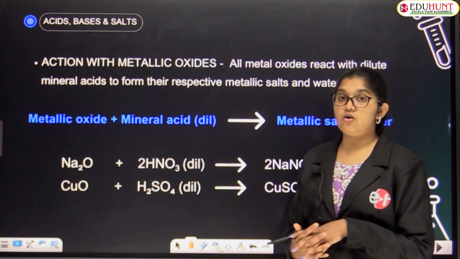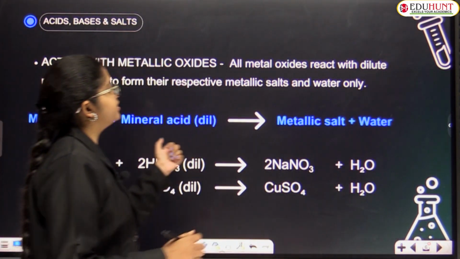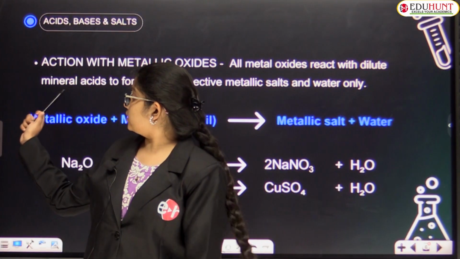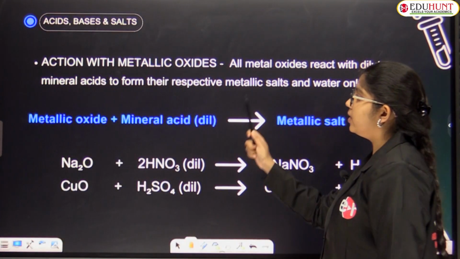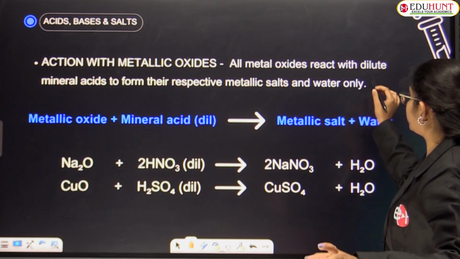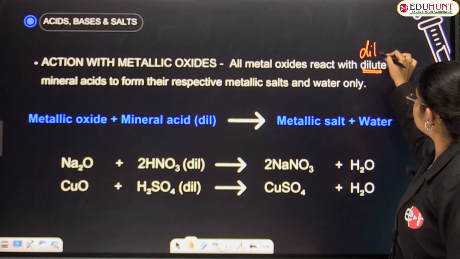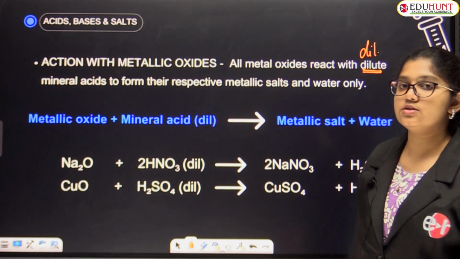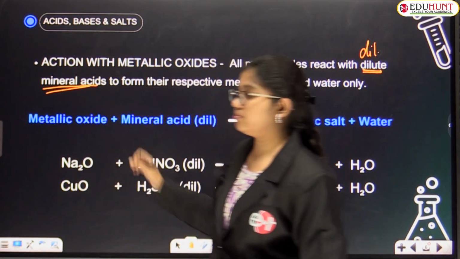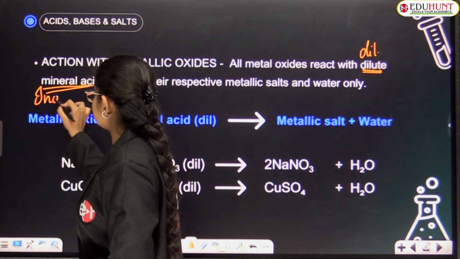Moving to the next one, the main reactions. Action with metallic oxides. How do these acids act with metallic oxides? Let's see over here, okay. All metal oxides react with dilute mineral acids to form their respective metallic salts and water only. Children, one more important point to note here, it is dilute, the representation is dil. So, dil. mineral acids. What is the meaning of mineral acids? Yeah, inorganic acids. Very good. Inorganic acids are called mineral acids.